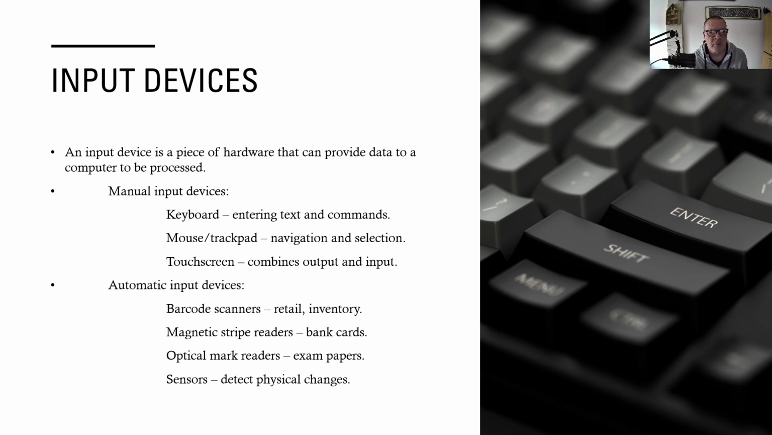Some automatic input devices include barcode scanners, mag stripe readers or magnetic stripe readers that you might find and use on bank cards, optical mark readers that are used often for exam papers, and all kinds of sensors to detect things about the world around us.